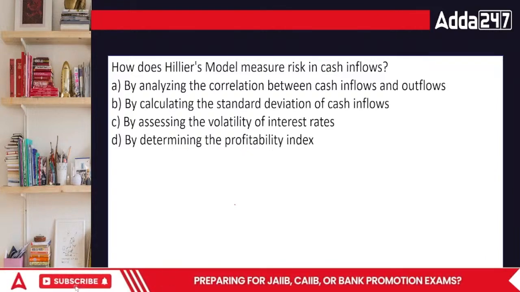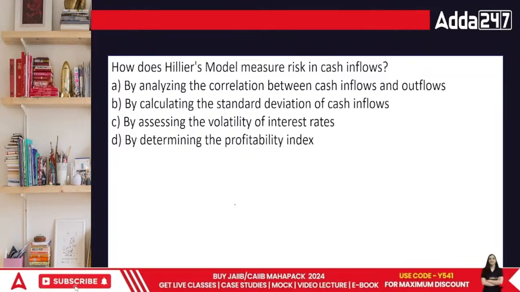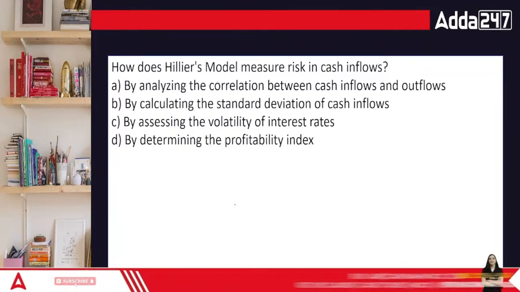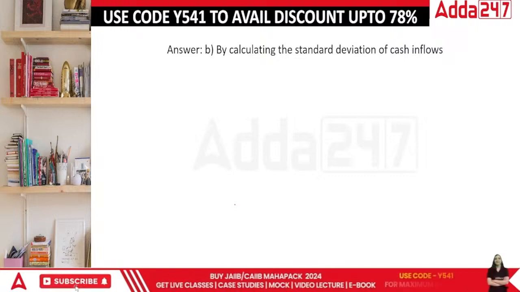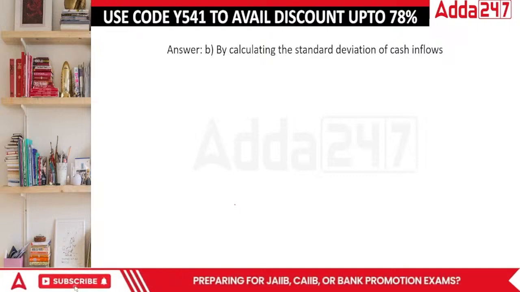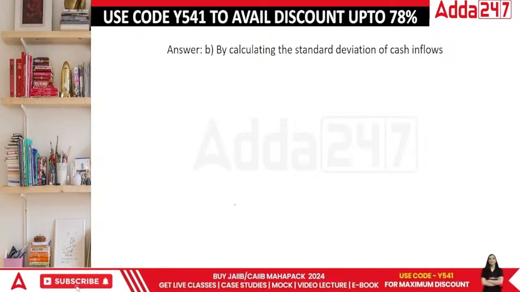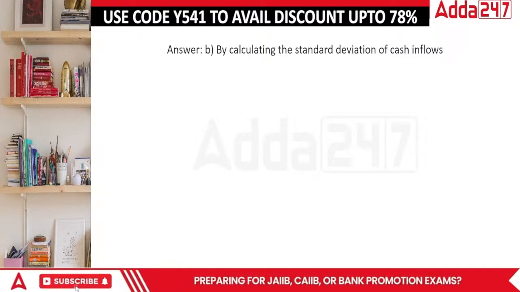Determining the profitability index? No, the Hillier model is not looking at the profitability index. Then what is it looking at? It is looking at it by calculating the standard deviation. What is standard deviation, everyone? What do you mean by the term standard deviation?